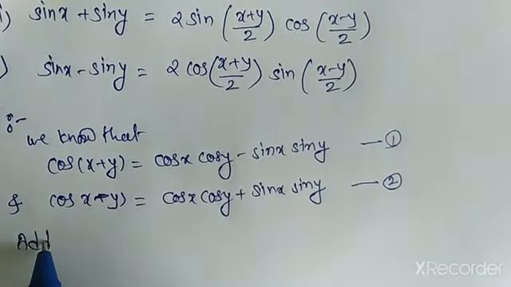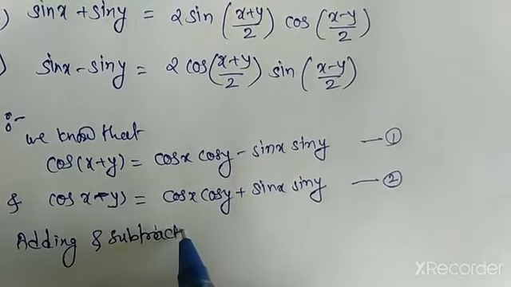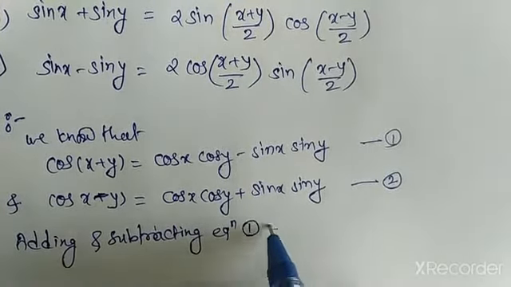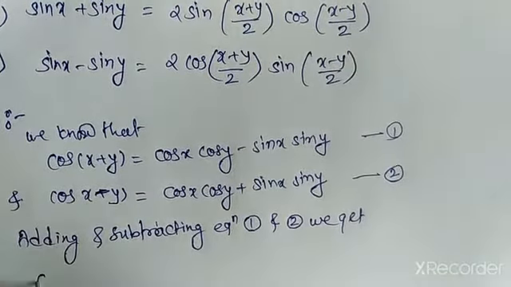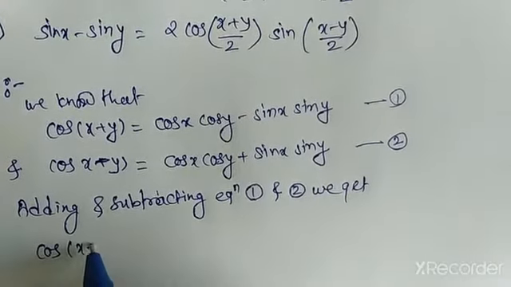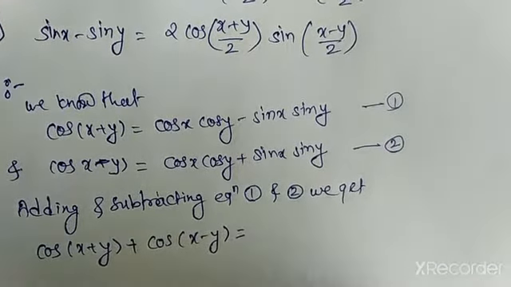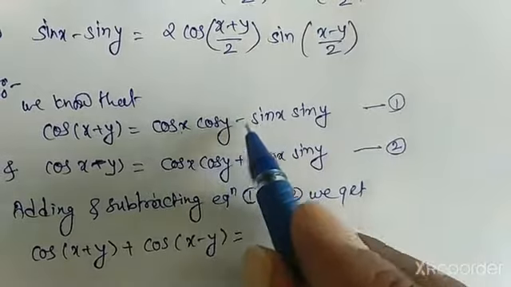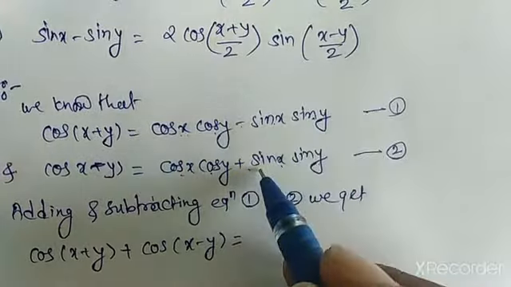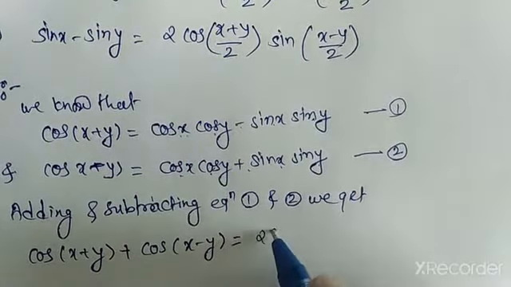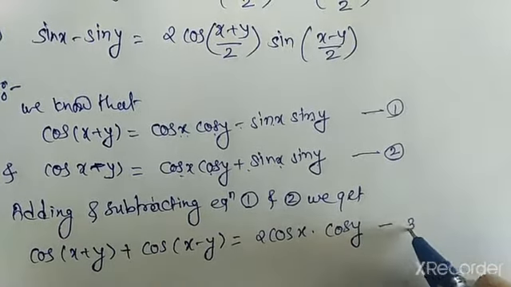So adding and subtracting equations 1 and 2 we get. Now first we add equations 1 and 2. So cos (x plus y) plus cos (x minus y) is equal to cos x cos y minus sin x sin y plus cos x cos y plus sin x sin y. Here the sin terms get cancelled, so only twice cos x cos y remains. Write it as equation number 3.